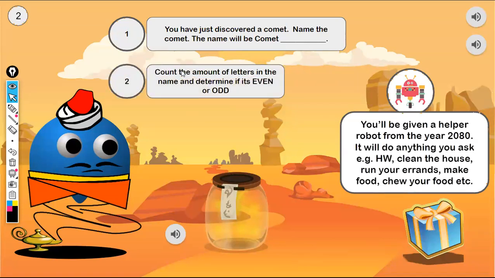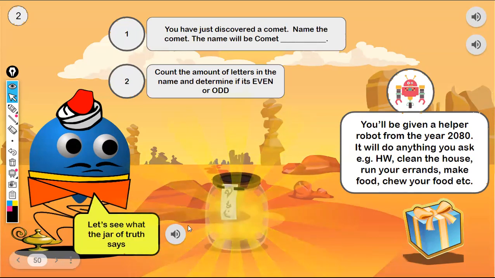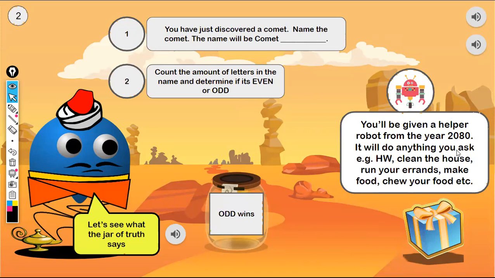So I want you all to count the amount of letters in the name and determine if it's even or odd. Count the amount of letters and tell me if it's an odd or even amount of letters, right? You all know what even is, like 2, 4, 6, 8. Odd is like 3, 7. All right, so let's see. If it's odd, you win the prize. If it was even, you did not win the prize.